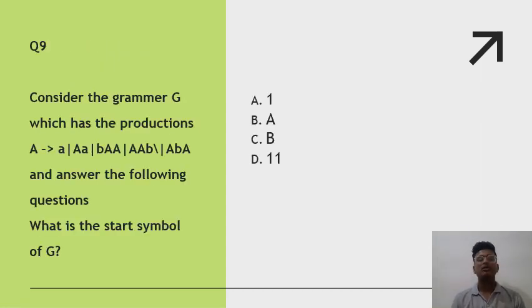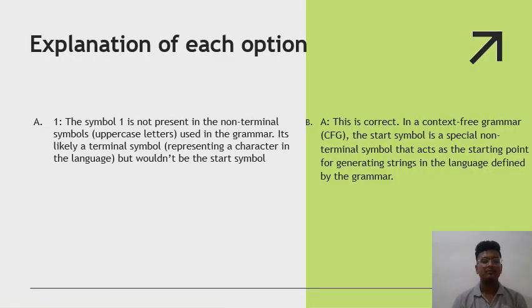This is question 9 of the multiple choice questions. Question 9 states: consider the grammar G which has these production rules, as can be seen, and answer the following questions. So the question is, what is the start symbol of G? So we proceed to the options. The first option is 1. The symbol 1 is not present in the non-terminal symbols used in the grammar. It's likely a terminal symbol representing a character in the language, but it wouldn't be the start symbol.